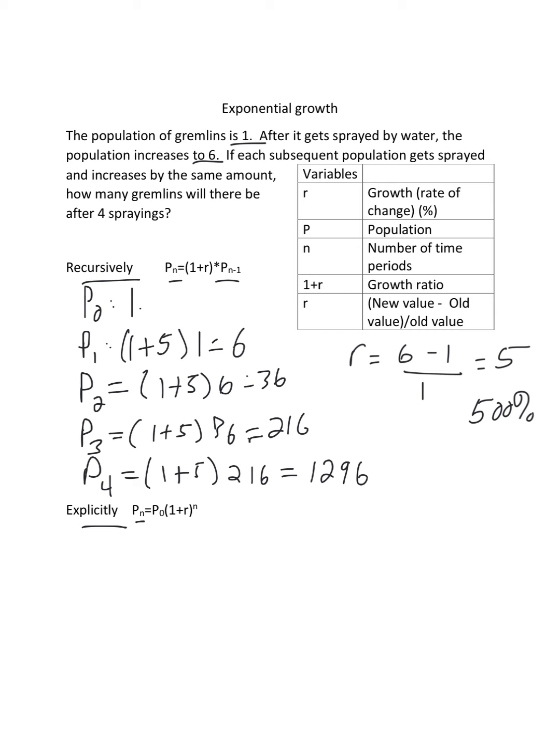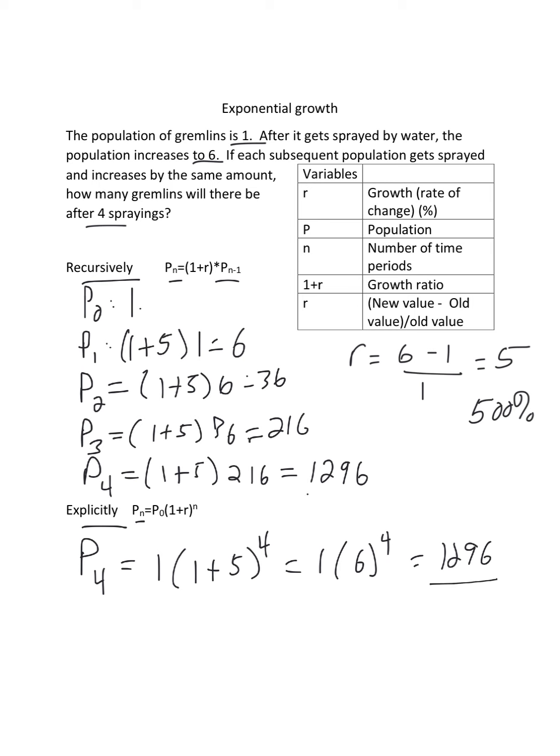So p sub n, in this case, we're looking for the 4th spraying. So p sub 4 simply equals p sub 0, which we said was 1, times 1 plus our rate, which was 5, to the 4th power, which becomes 1 times 6 to the 4th, which is just 6 to the 4th, which is 1,296. So you can see you end up with the same value either way. So that is how exponential growth works.